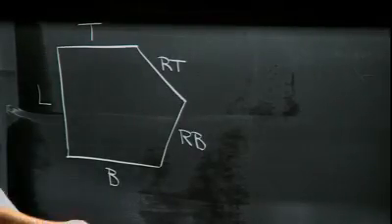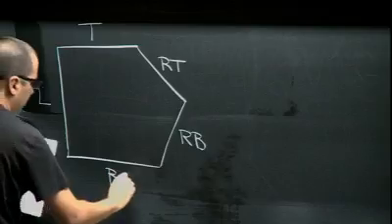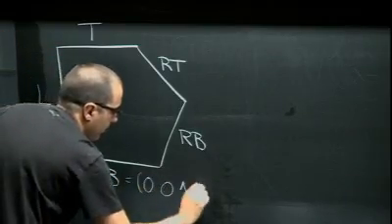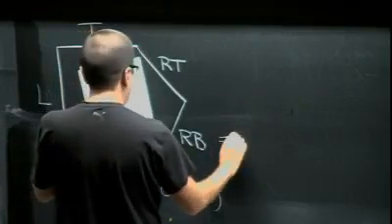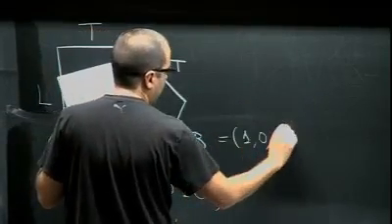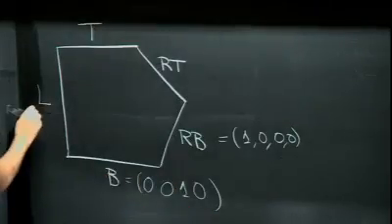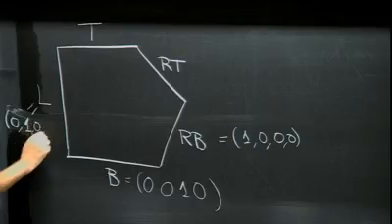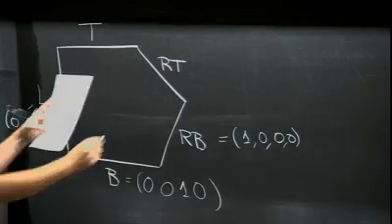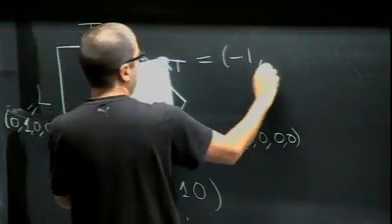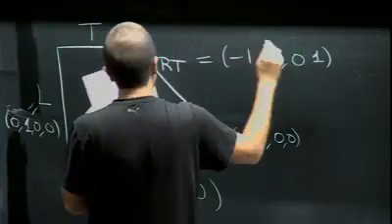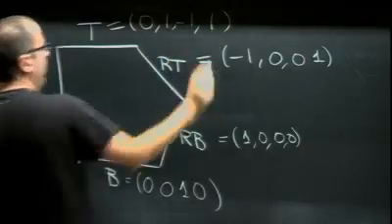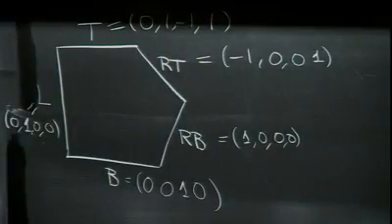We should not choose them to be degenerate, but otherwise we are free to choose, for example, this bottom to be (0, 0, 1, 0). This right bottom to be (1, 0, 0, 0). This left to be (0, 1, 0, 0). This right top, let me choose it to be (-1, 0, 0, 1). And this top to be (0, 1, -1, 1). Okay? Just my choice.